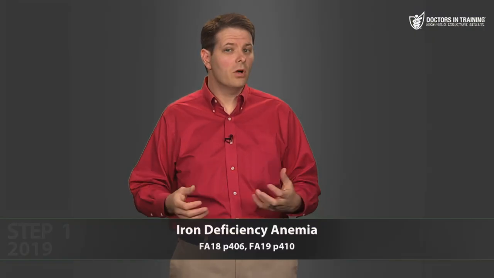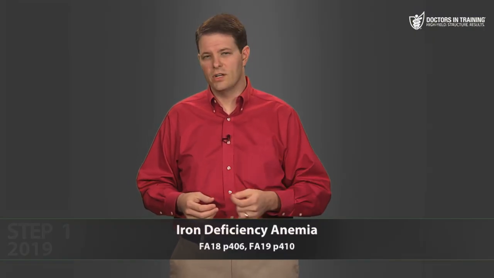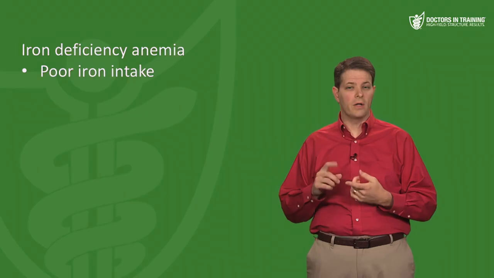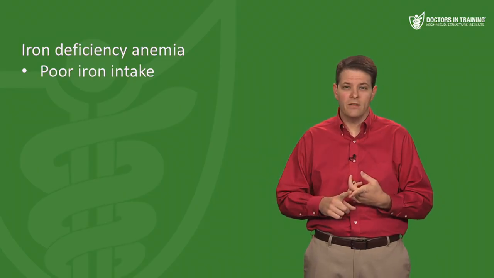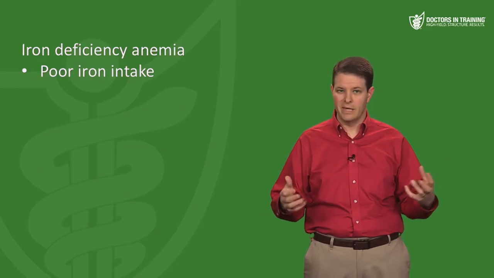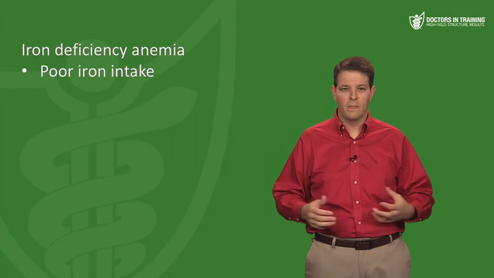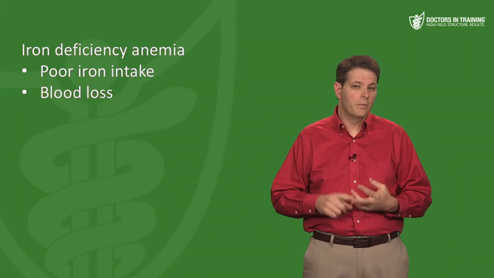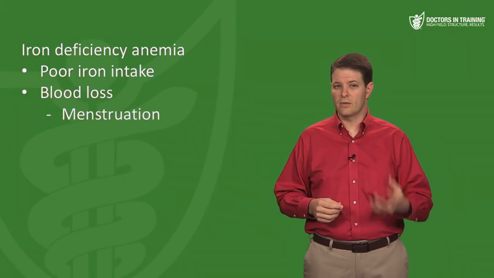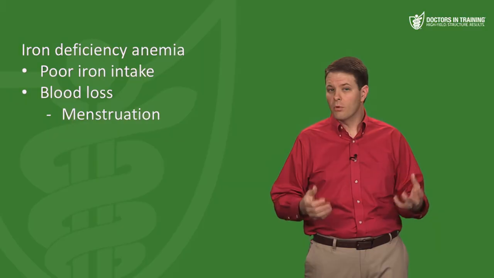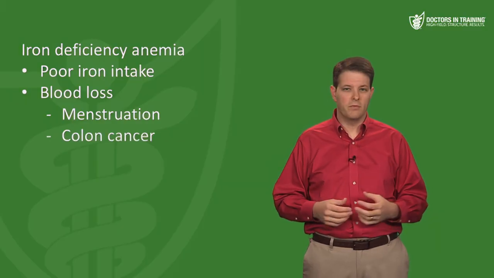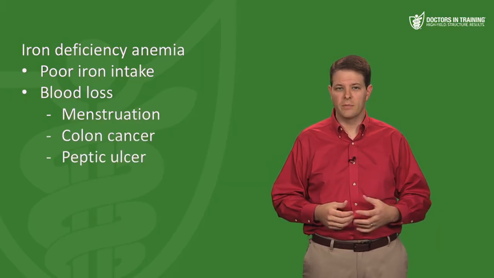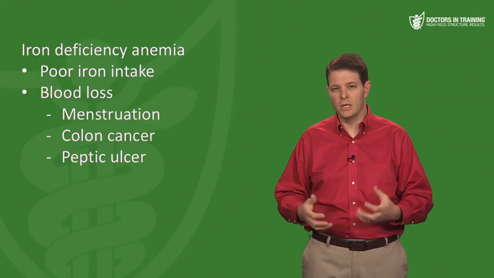By far the most common cause of microcytic anemia is iron deficiency anemia, maybe from poor iron intake, or more commonly in the U.S., the land of iron supplements and red meat and iron-fortified breakfast cereals, more commonly we see blood loss causing iron deficiency anemia. It could be normal physiologic blood loss, like menstruation, or it could be abnormal blood loss, often GI blood loss, maybe from a colon cancer or a peptic ulcer or something like that, where you have chronic occult blood loss.